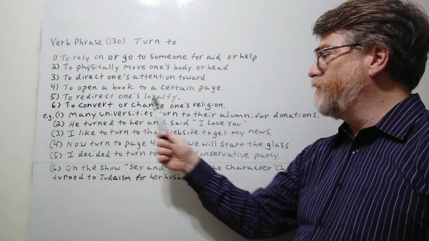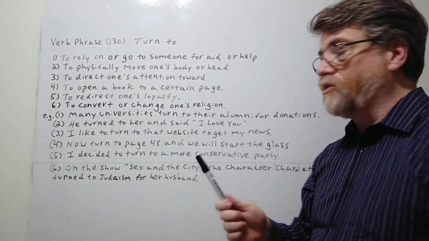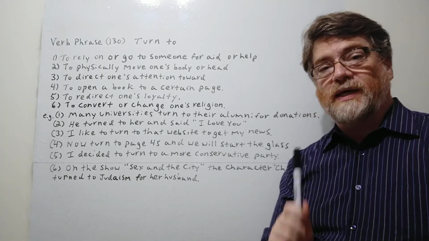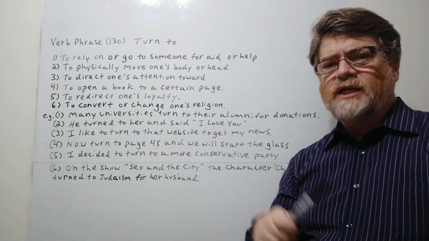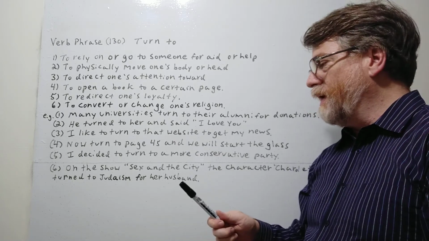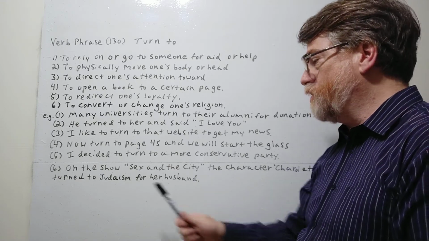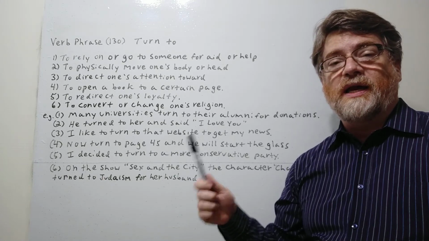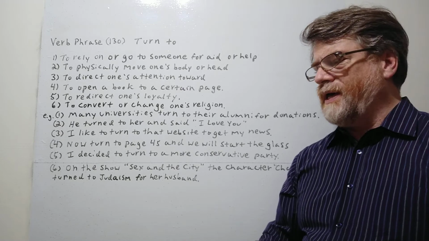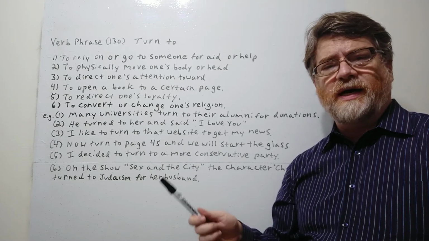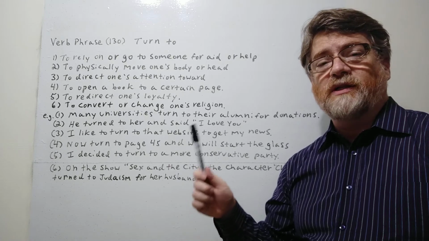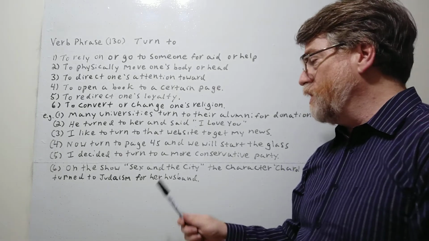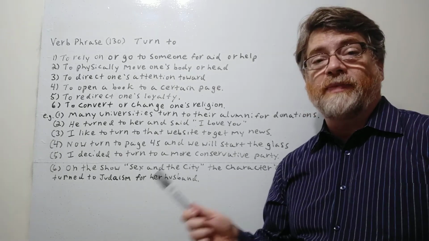Okay, and number 6 here, to convert or change one's religion. You could use turn to. So on the show Sex and the City, the character Charlotte, if you remember that HBO series, it's been off the air for a while now, but still, it was a very popular show. So she turned to Judaism for her husband, and in the end, she decided to marry another guy who was a Jewish lawyer, and I think he promised his mother before he died that he would only marry another girl if she was Jewish, and she decided to change her religion for him. So she turned to Judaism for him, to marry him.